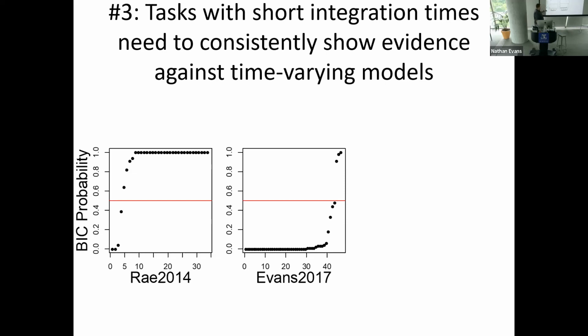To explain these plots, these are BIC probability plots. The x-axis is different subjects, so you get a different dot for each person. And this BIC probability is the probability of the time varying model being the best model versus the standard diffusion model. So essentially in Ray et al. 2014, down here, we get a whole lot of people saying that the time varying model is the best model. In contrast, in Evans et al. 2017, we get a lot of people saying that the standard model is the best model. Interestingly though, these are both brightness discrimination paradigms.